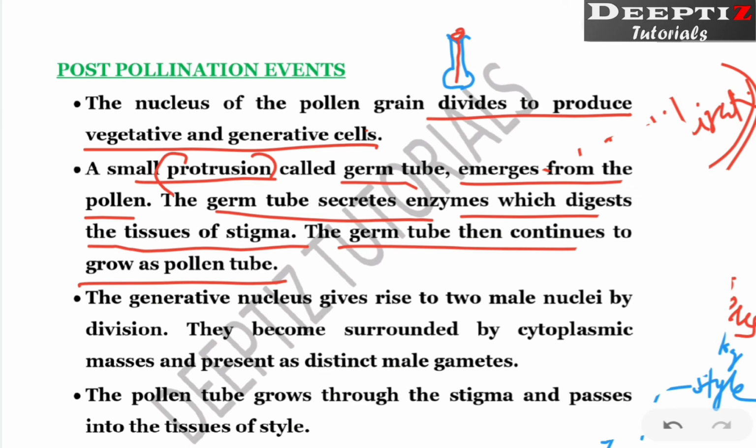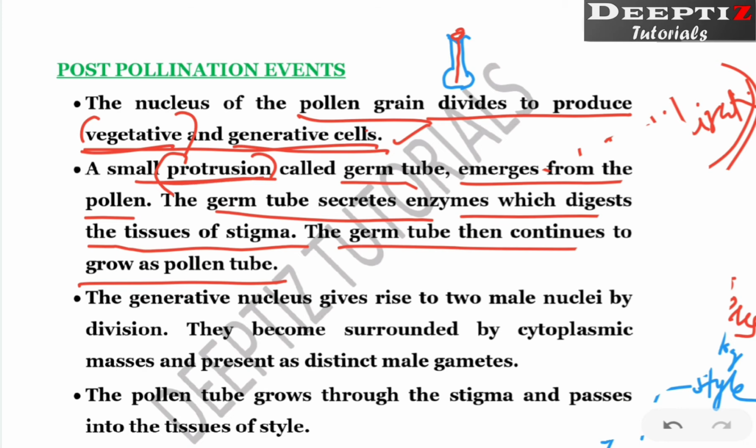So till now what happened? The pollen grain divides into vegetative cell and generative cell. Now vegetative cell does not participate in the reproduction or gamete formation. Generative cell will participate in the formation of the gametes or for the fertilization. This also we know, right?